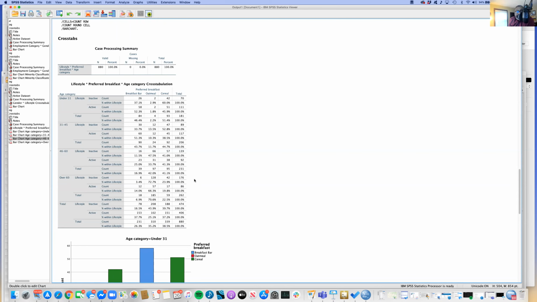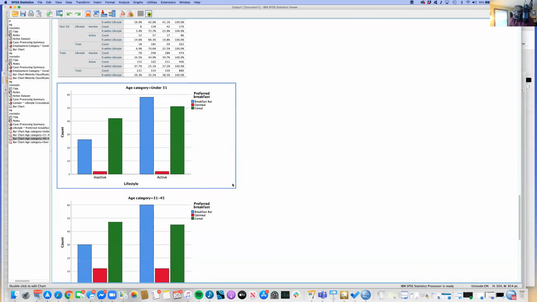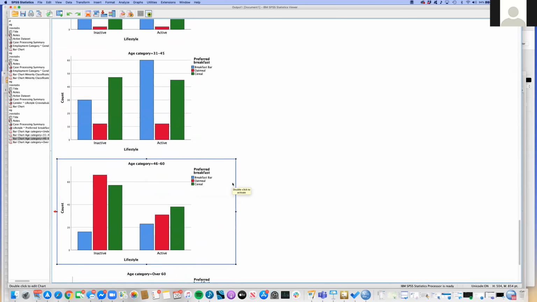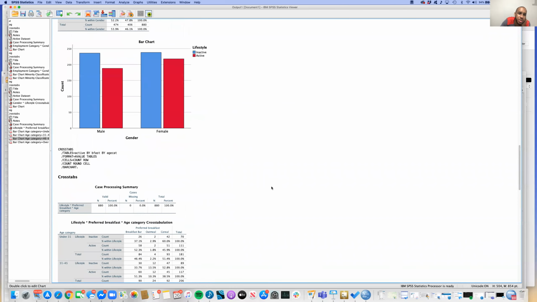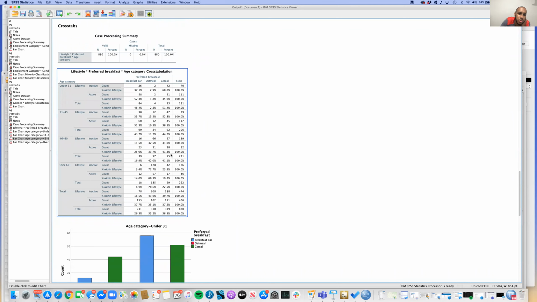In what age category is there the largest percentage of inactive people who eat cereal? That's really easy if you did your chart. In which category was the largest percentage of people that eat cereal? Inactive, right? Under 31. No, 31 to 35. More than 31. It's under 31, 60%.